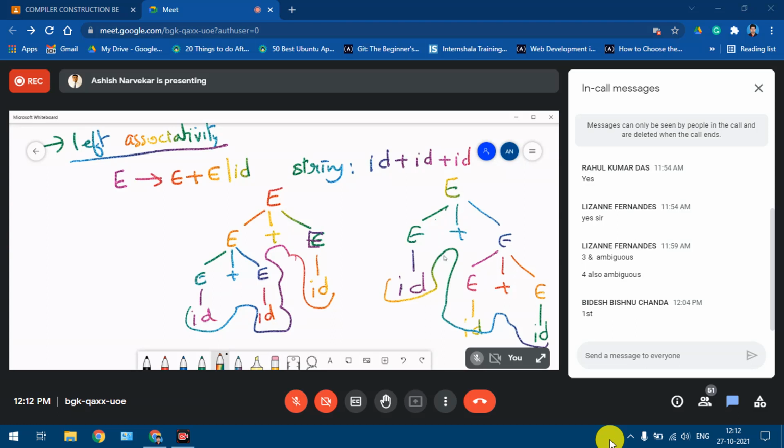Now in this particular case, it looks like it won't have any effect, because if I take the value of id as 2, then it will be 2 plus 2 plus 2 in either case, which will give me 6, correct?